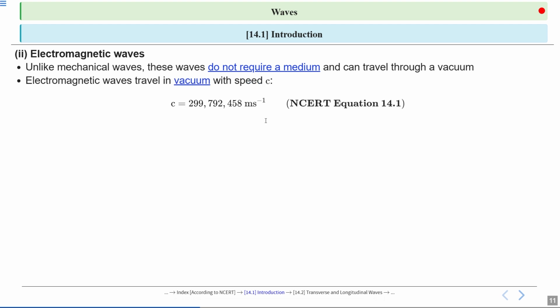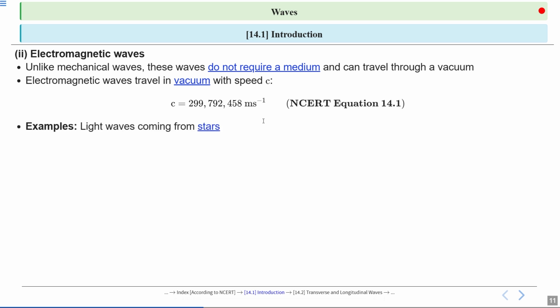Electromagnetic waves travel through a vacuum at a constant speed, which we call c. And the value of c is 299,792,458 meters per second. This is a fundamental constant in physics, and it's the fastest speed anything can travel.